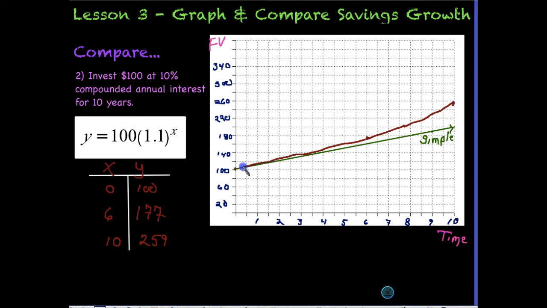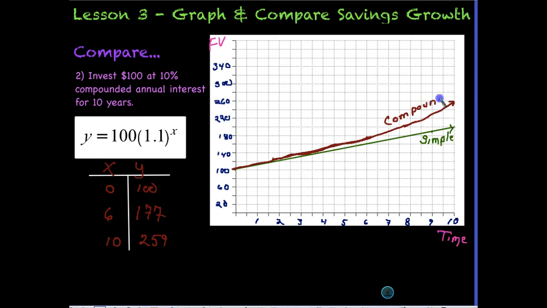So it's going to look something like that. And notice that we have a curve. It's not a straight line. Make it a little nicer here. And it goes up. And this is our compounding annually. So this is compound annually.